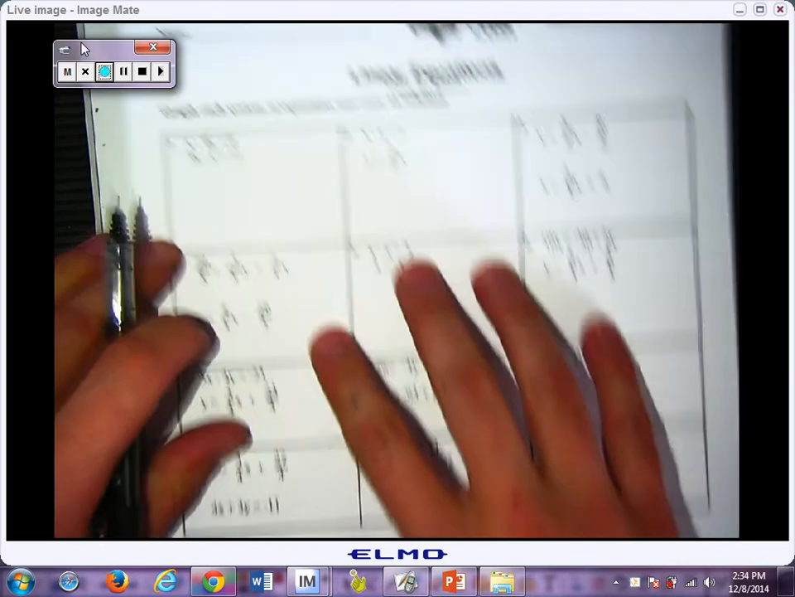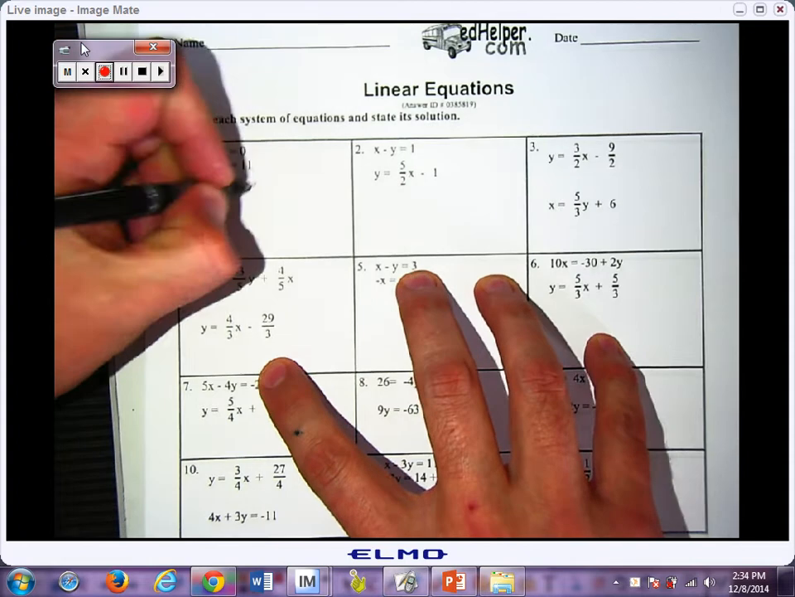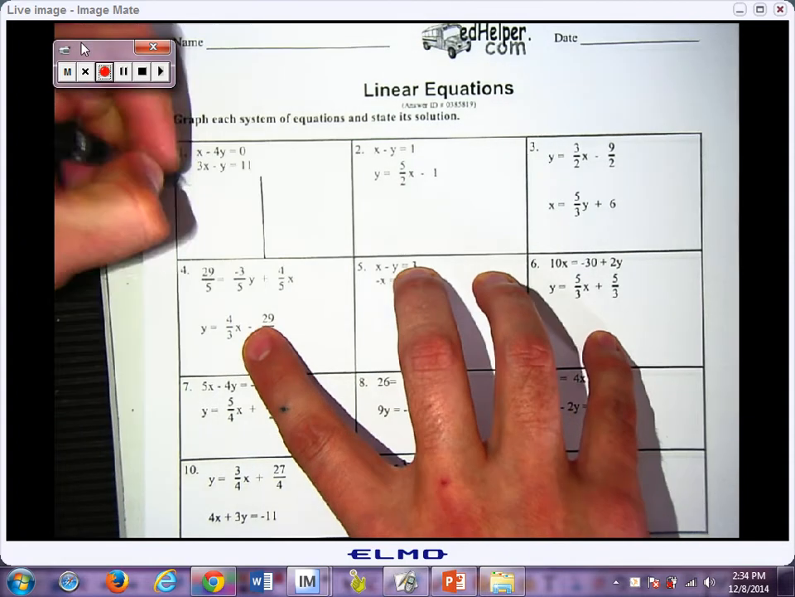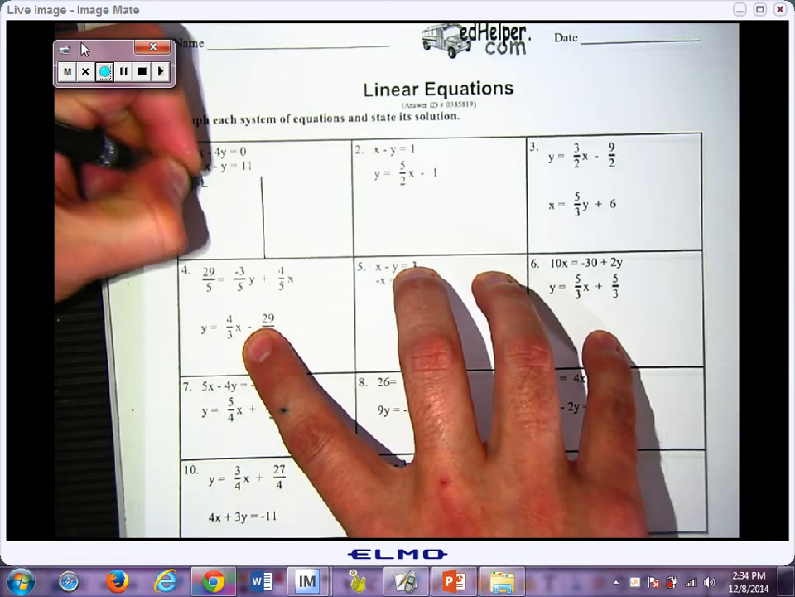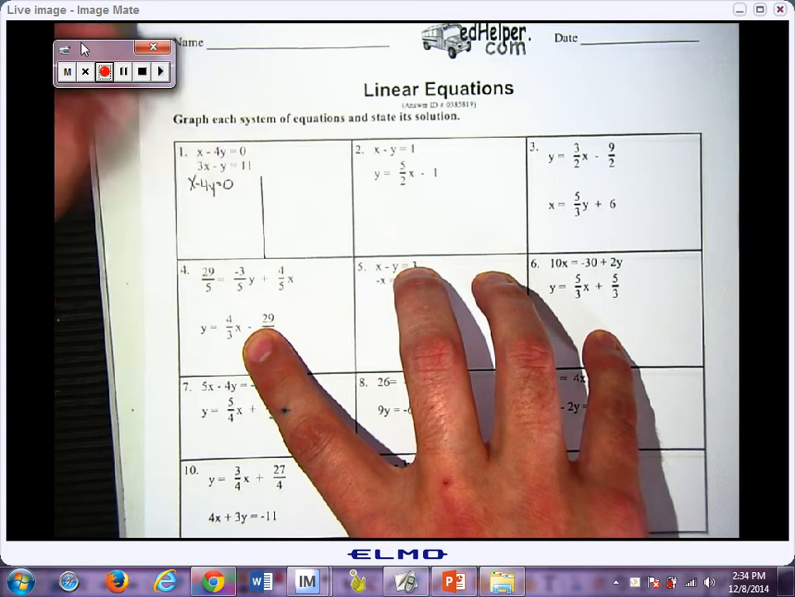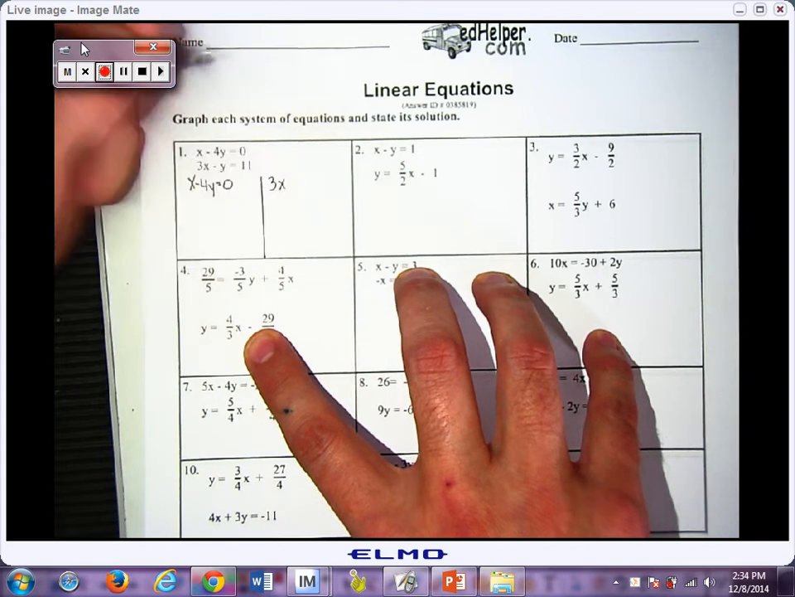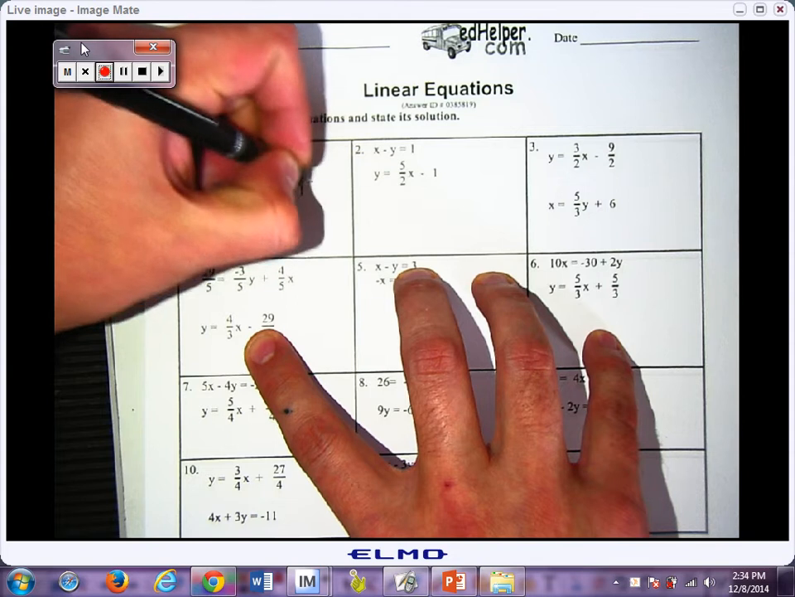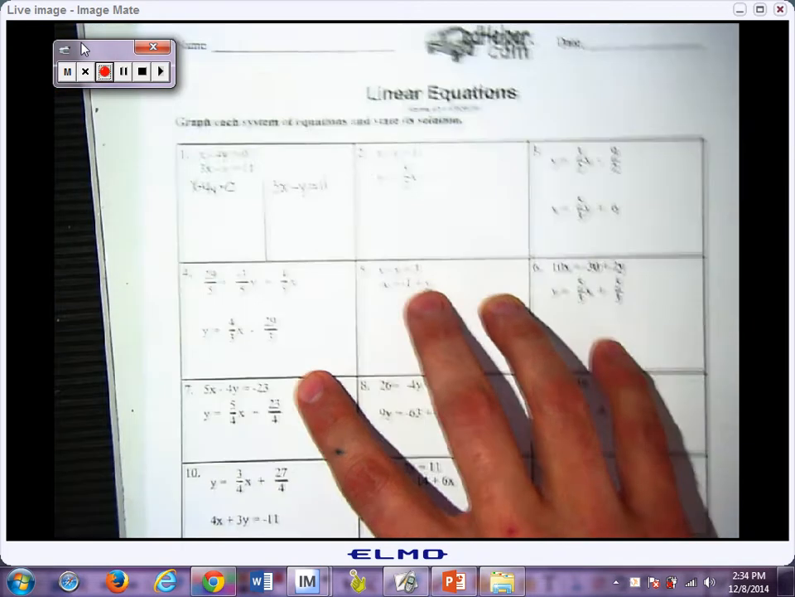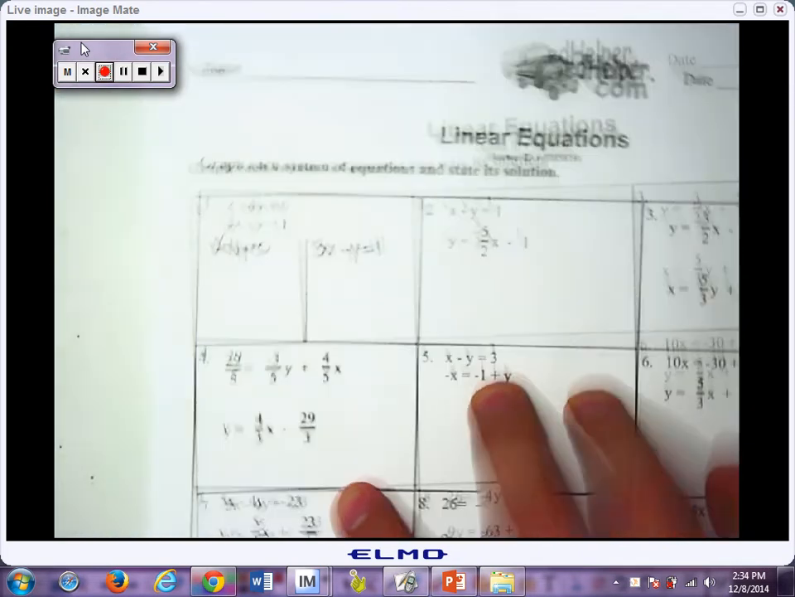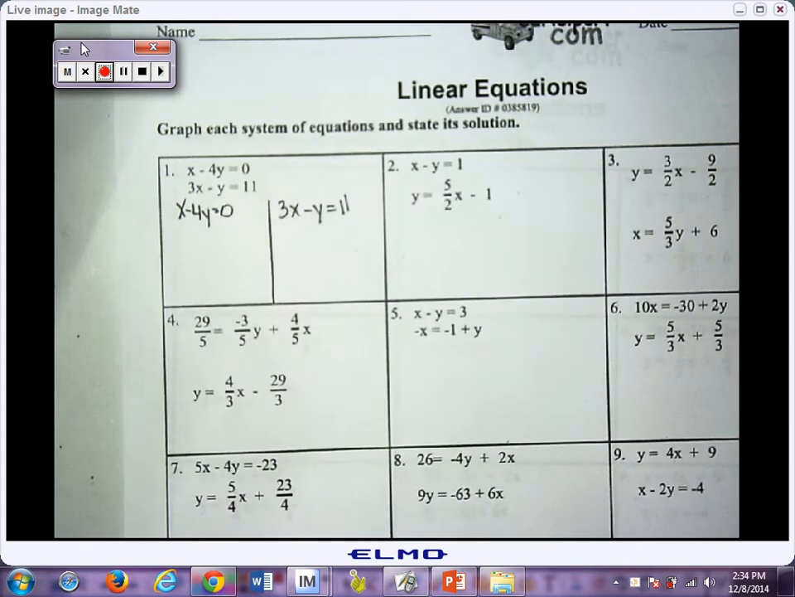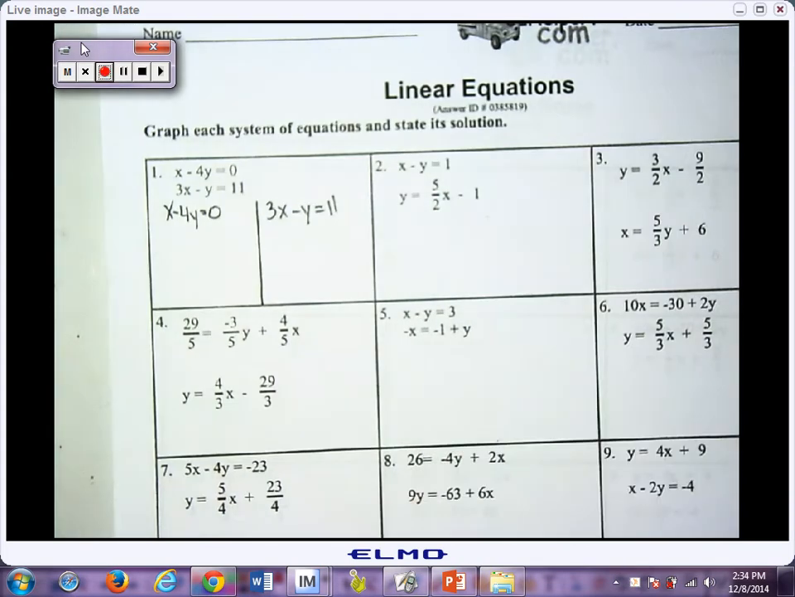Let's take example 1. Example 1 gives us two equations. The first one is x minus 4y equals 0. And the second is 3x minus y equals 11. Now, what you want to do first, in order to use a calculator, is get these in slope-intercept form, or y-intercept form, in other words.